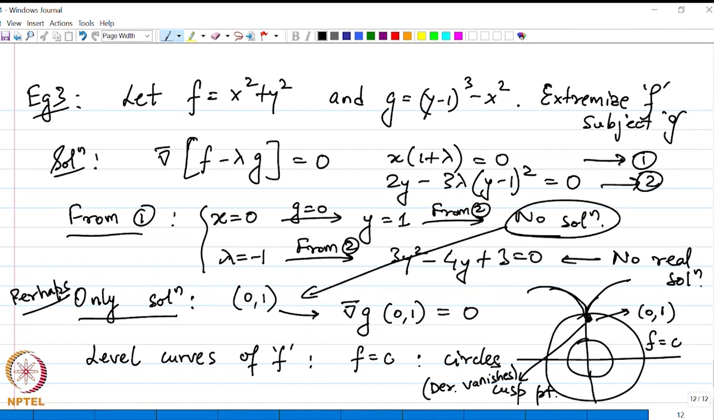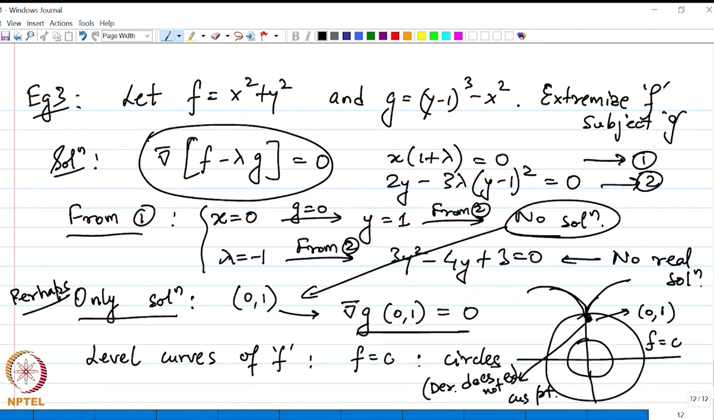The derivative vanishes as has been readily shown here, right. Which means that this sort of a method where we are taking the derivative of the function will not hold, because the derivative vanishes for the constraint. That is why the Lagrange multiplier fails, because we are assuming that the derivative is available for us. Well, it is not that it vanishes, but the derivative does not exist, right. So, we will have a problem at this point.